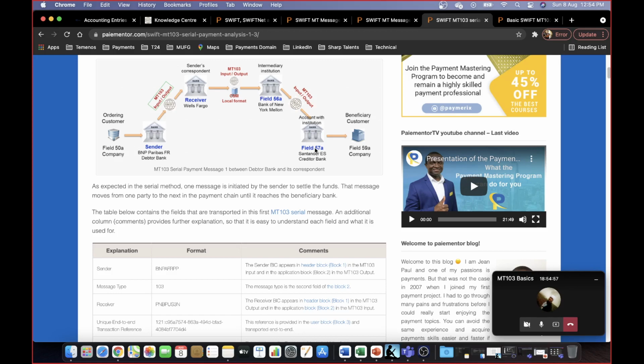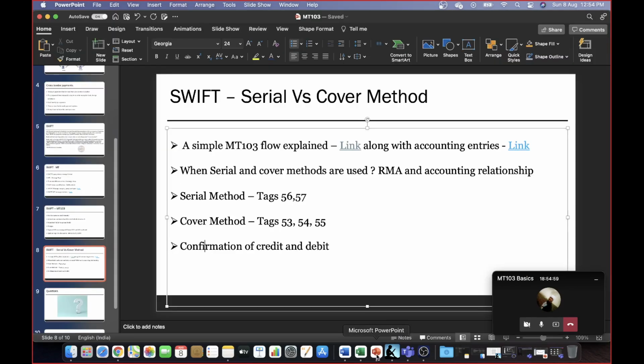So that's why I said in the serial method, tag 56 and 57 will be present, and in cover method, tag 53, 54, 55 will be present. In cover payment you will not find tag 56 and 57. Sorry, you will have another 53, 55. Tags 56 and 57 will not be present in the cover MT103 announcement.